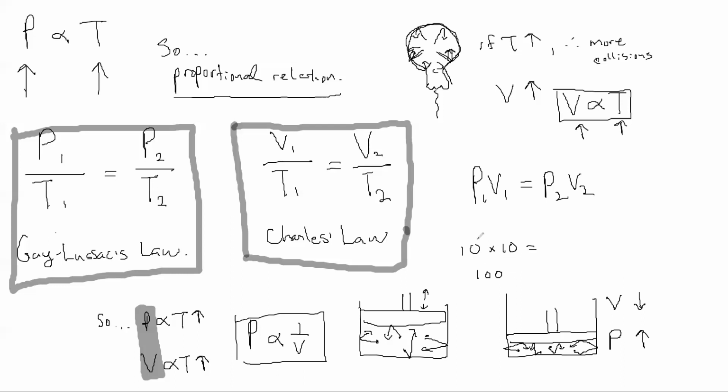100. But one day I decided, just like this example here, I raised the pressure to 100. I went from 10 to 100. To make sure that it still equals 100, the volume has to decrease to 1. 10 times 10 equals 100. 100 times 1 equals 100. And so if I increase pressure, the volume has to decrease to make sure that it equals the same as the left side.